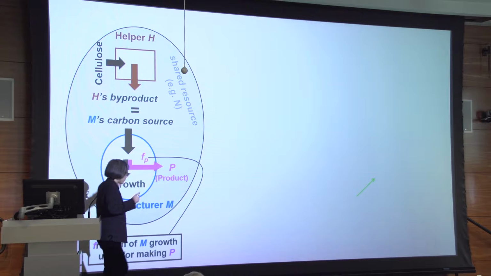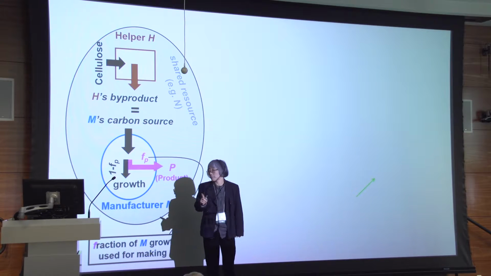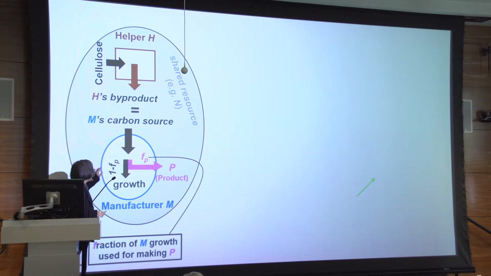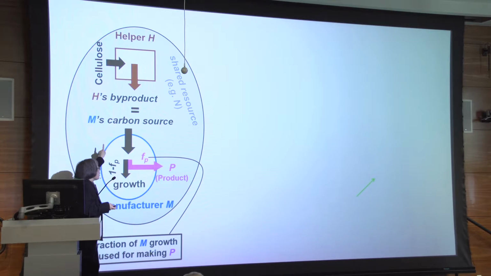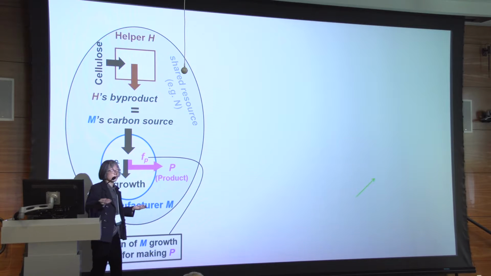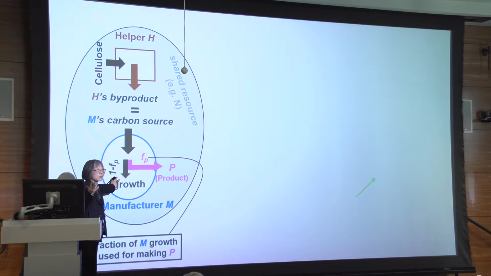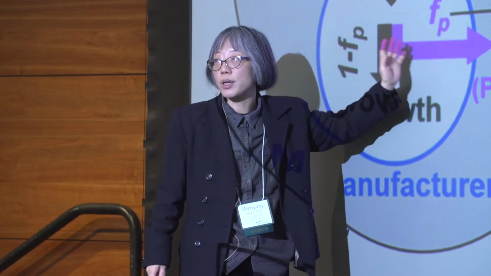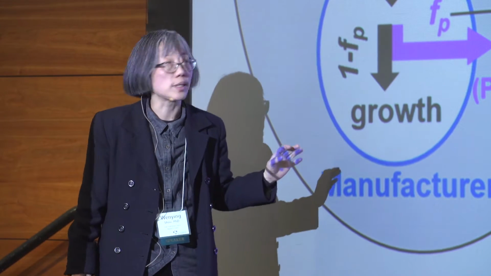For a community like this, the first question you would ask is, can the species coexist? That's a very great question, and the answer is that they may not, right? If the manufacturer spends all its effort making the product, FP equals 1, it cannot grow. But the helper can grow because it has cellulose and a nitrogen source. So by definition, manufacturer would be outcompeted very quickly. However, we can make FP moderate and manipulate other parameters such that the two species could coexist.